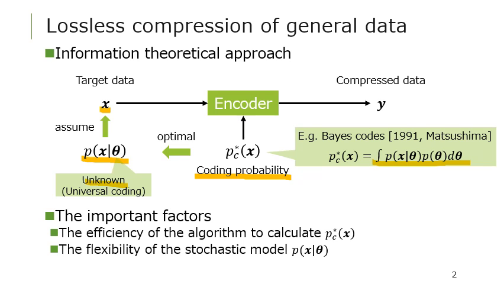In this information theoretical approach, the important factors are the efficiency of the algorithm to calculate the optimal coding probability, because it may be computationally hard to calculate, and the flexibility of the stochastic model P(X|theta).